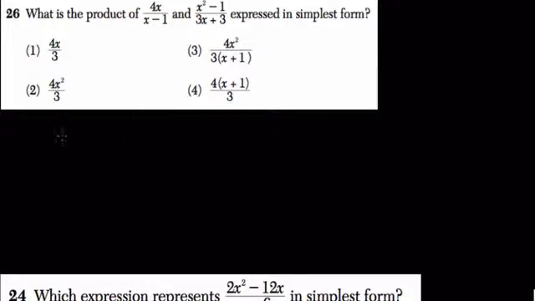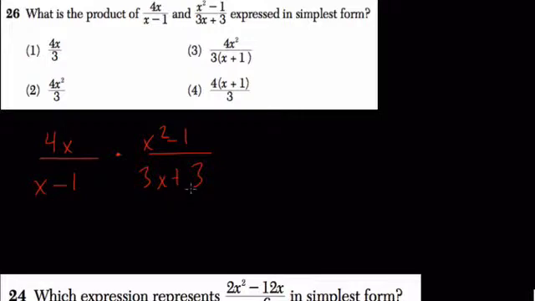Here they want to know the product of these two terms. We have 4x over x minus 1 times x squared minus 1 over 3x plus 3. The nice trick with these kind of problems is that you want to factor before you multiply. The idea is that your life can be a lot simpler that way. So we have 4x times x squared minus 1. Well, that's the difference of two squares.